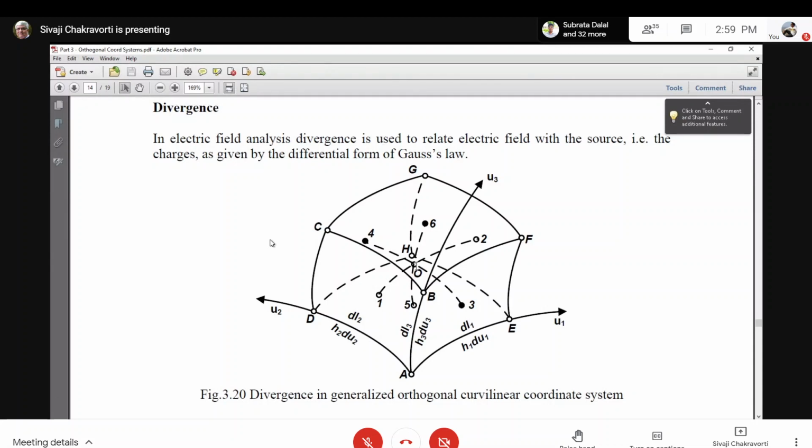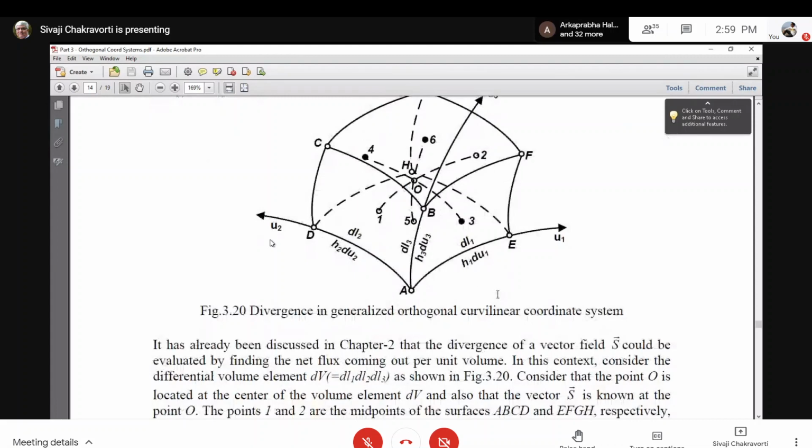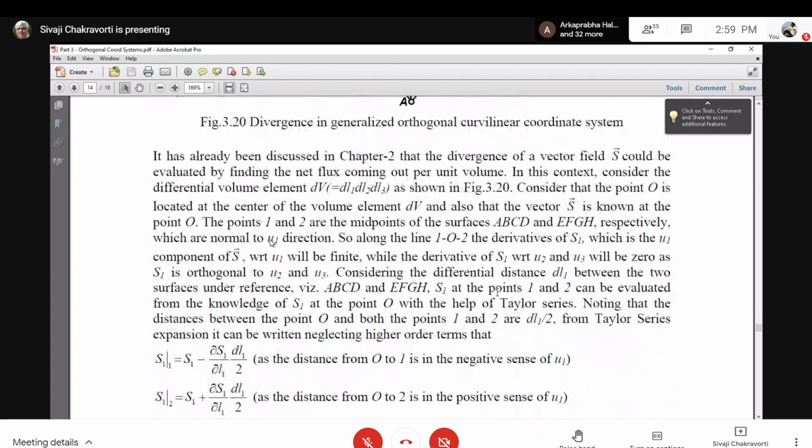Now, the question is, from that value, can I know the value of the vector field, let's say flux density, on the surface? For example, if I take it in the direction of u1, then I have a point 1 on the surface ABCD, and a point 2 on the surface EFGH. From the knowledge of the vector field at the point O, can I get the value of the vector field at point 1 and point 2? The answer is yes. How? We apply the Taylor series.